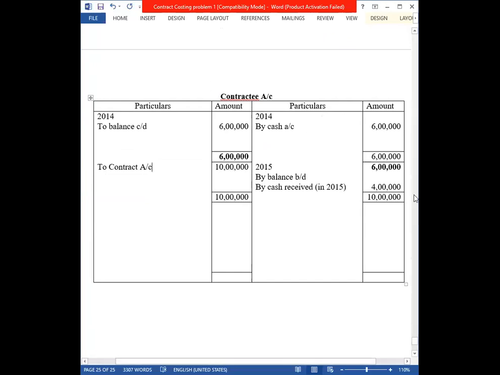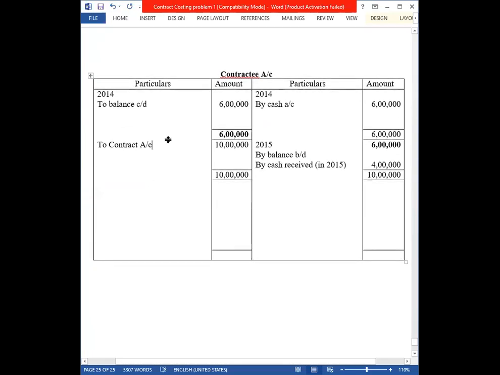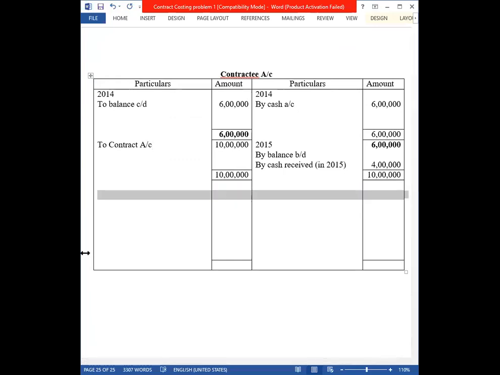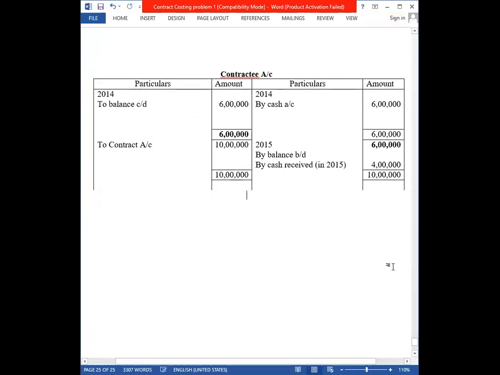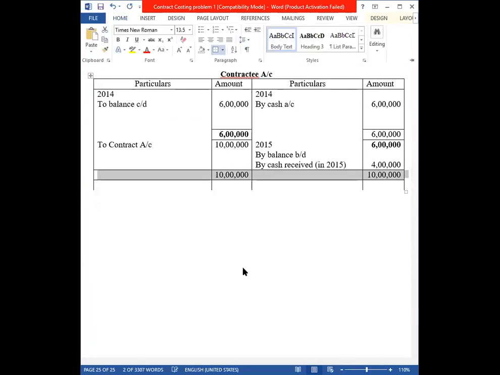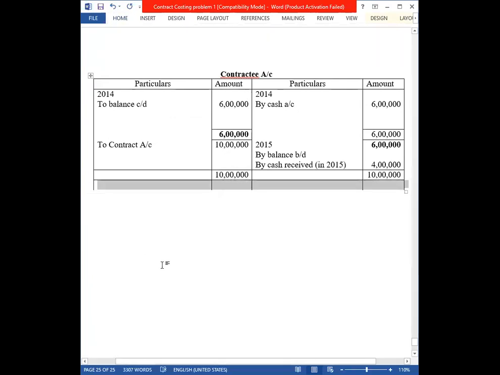So 10 lakhs and 10 lakhs done. So this is the amount which is balanced. There is no balance in this year, so you are not going to transfer anything in the next year. Okay. So nothing is there in the next year. Any doubt in this case? Any doubt in this case, guys?